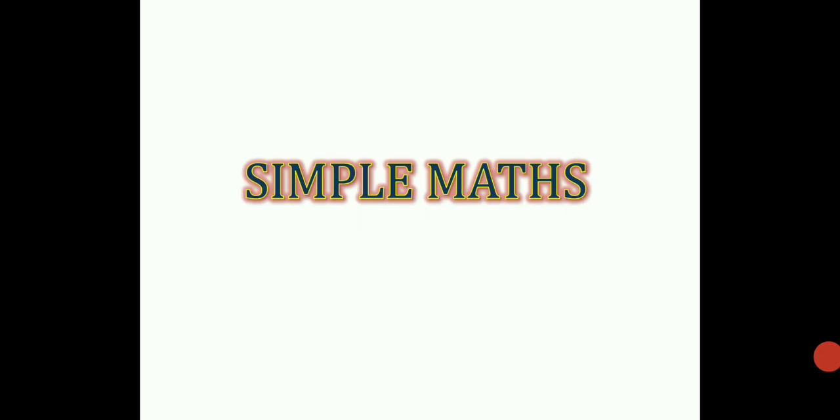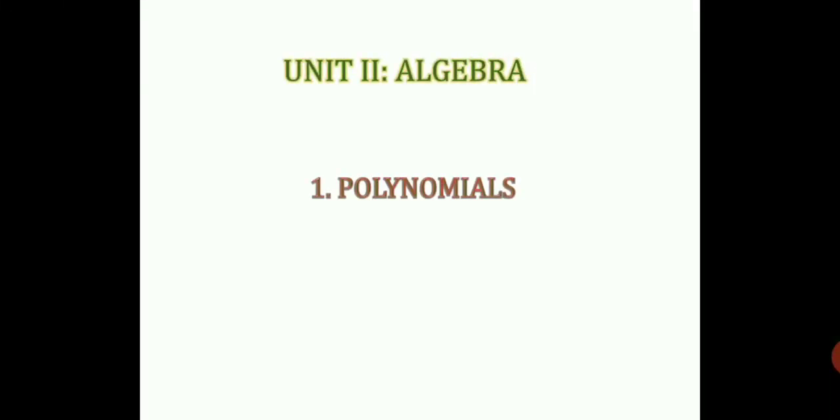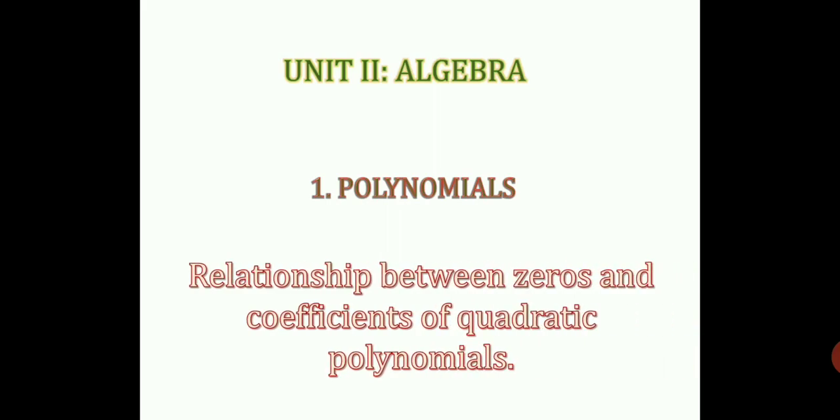Today we are discussing standard 10th algebra, chapter number 2, Polynomials, and the topic we have discussed is the relationship between zeros and coefficients of a quadratic polynomial.